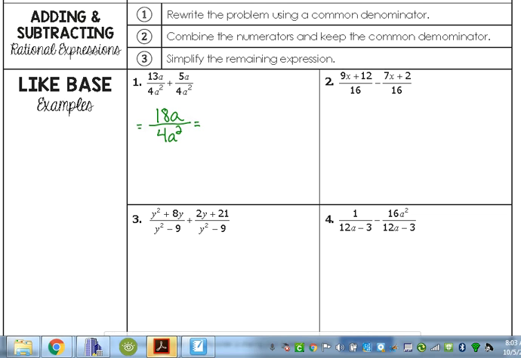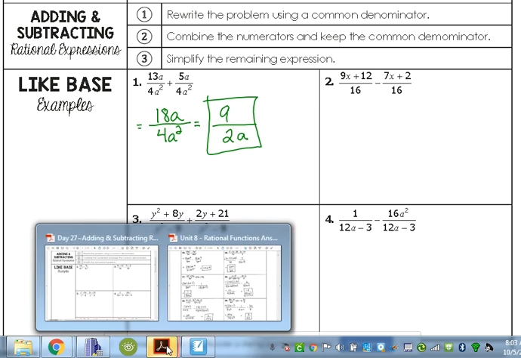And then we need to simplify. So 18/4, those are both divisible by 2. So we've got 9/2. And a over a squared, we talked about that yesterday. We subtract the exponent. So 2 minus 1 is 1. It was bigger in the denominator, so the a goes in the denominator. So this is what we end up with.